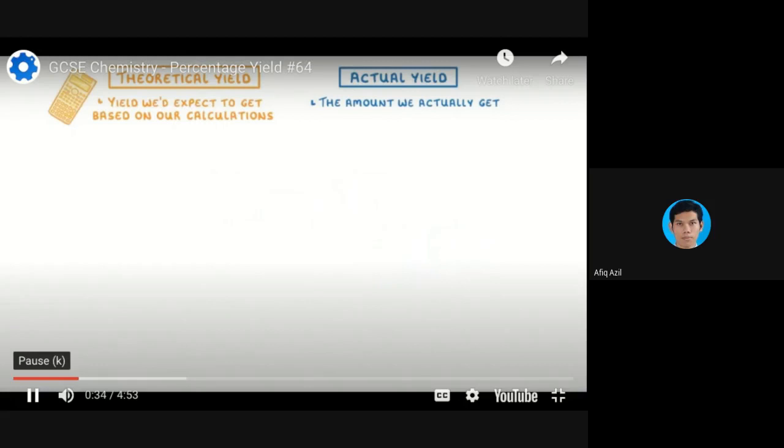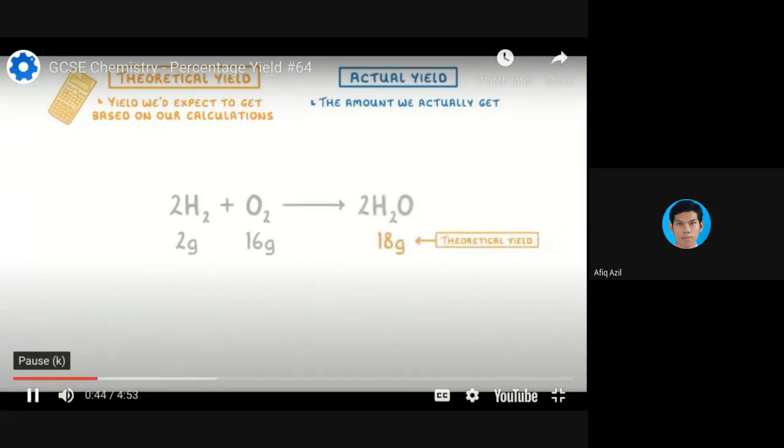For example, if we reacted 2 grams of hydrogen with 16 grams of oxygen, then we should get 18 grams of water. So that's our theoretical yield, because 2 plus 16 equals 18. In practice though, it might not make quite that much. For example, we could end up with only 15 grams or so, and we'd call that our actual yield.